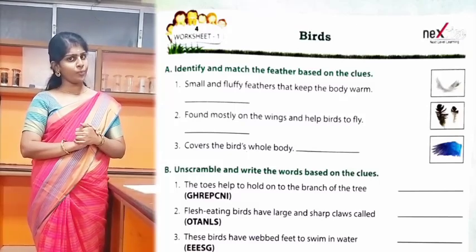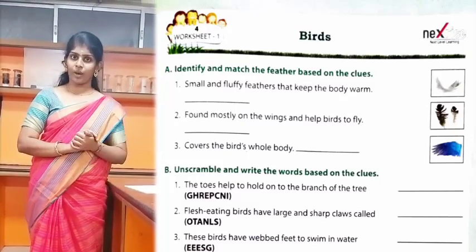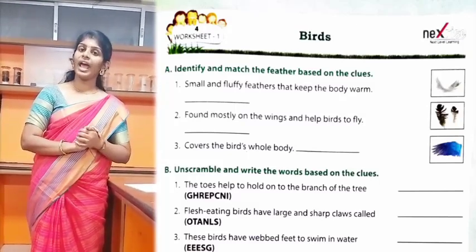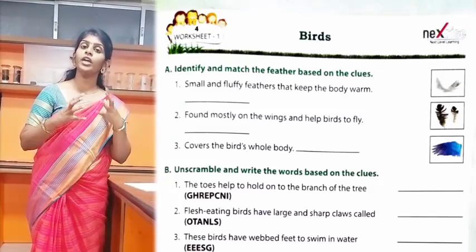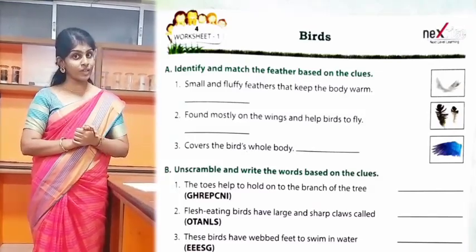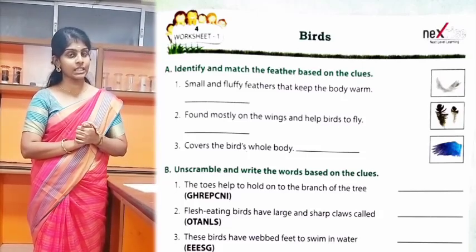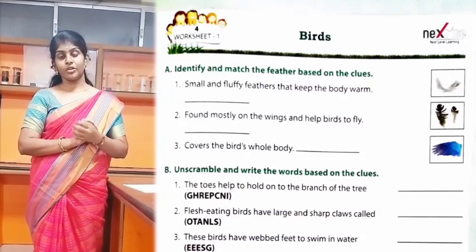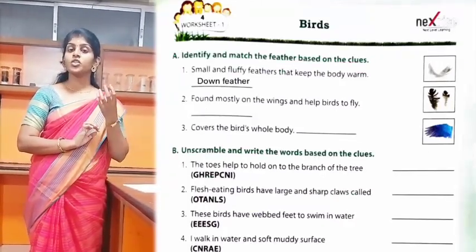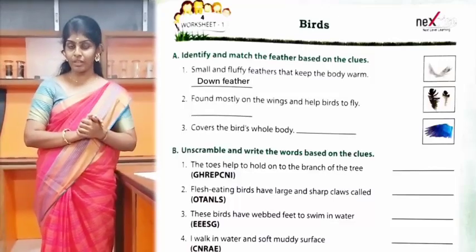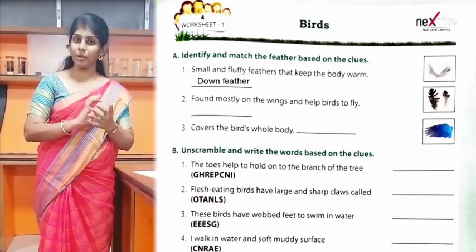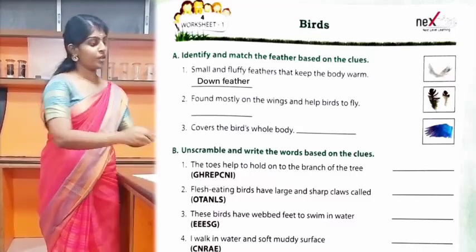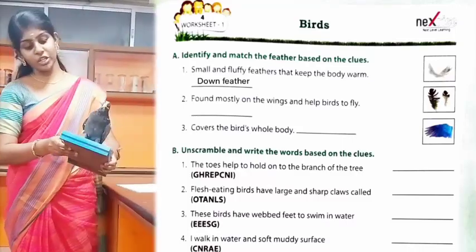Shall we do it now? So what is the first question? Small and fluffy feather which keeps the body warm. So what feather it is? It is down feather. Down feathers are small and fluffy feathers which keep the body of the bird warm. So could you see here, children?